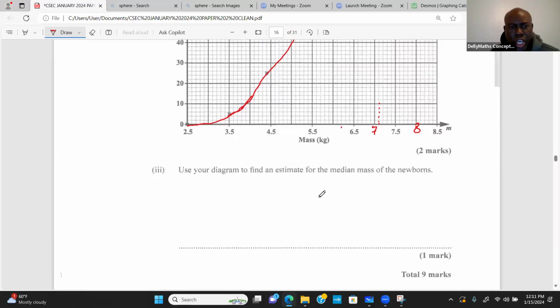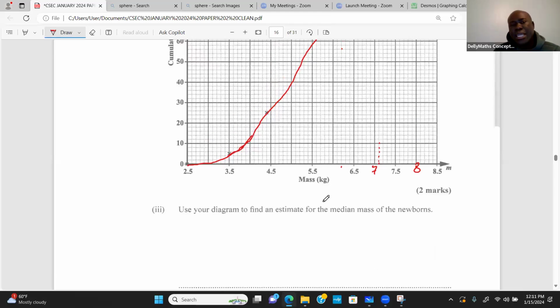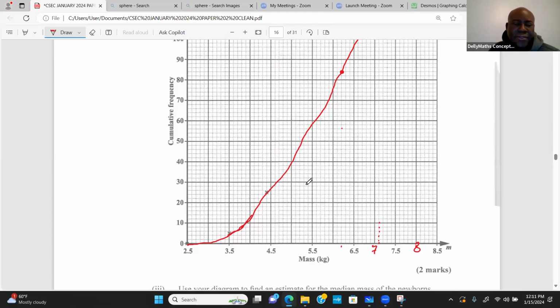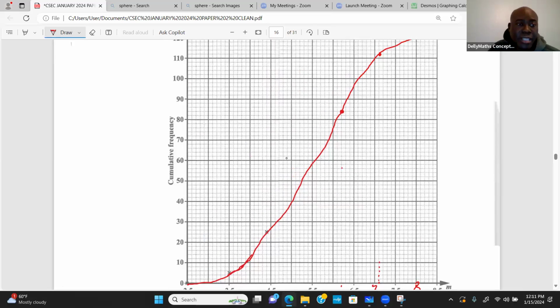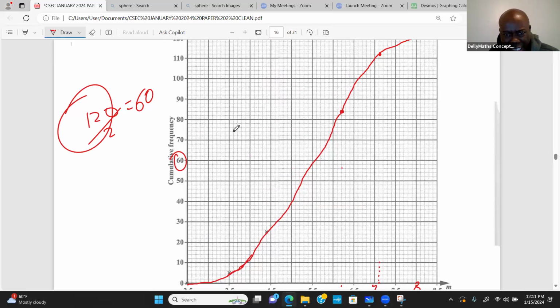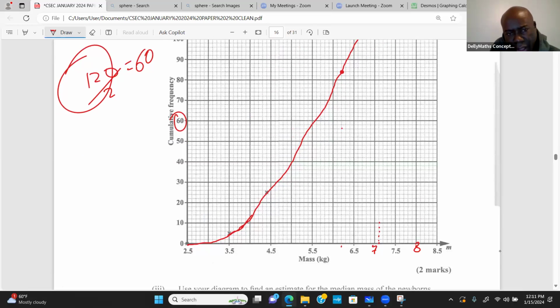So the next question says, use your diagram to find an estimate for the median mass. The median is the middle, all right? And the middle is 50% of your sample. The sample is 120, 50% of that is to divide it by 2, you're going to get 60. But that's not the answer. You're going to take 60, and you're going to follow your 60 to the curve. So you'll take a straight line, and you follow your 60, you go across like this, right? And right where it touches the curve, which is right here for me, you're going to take it down.